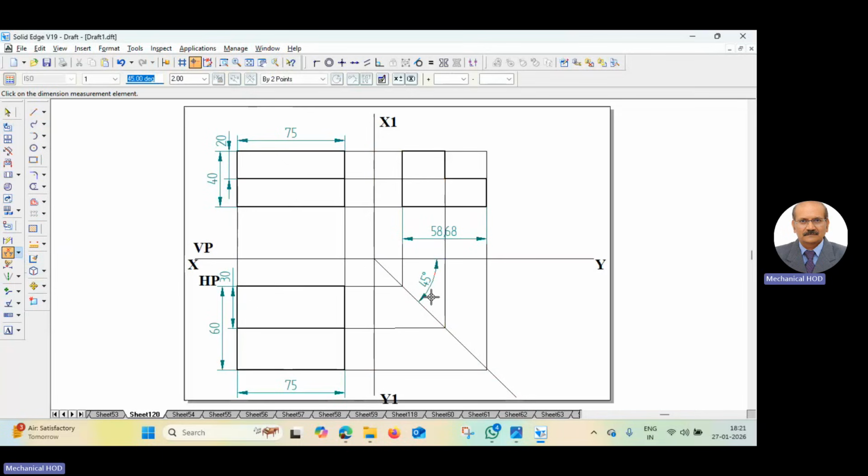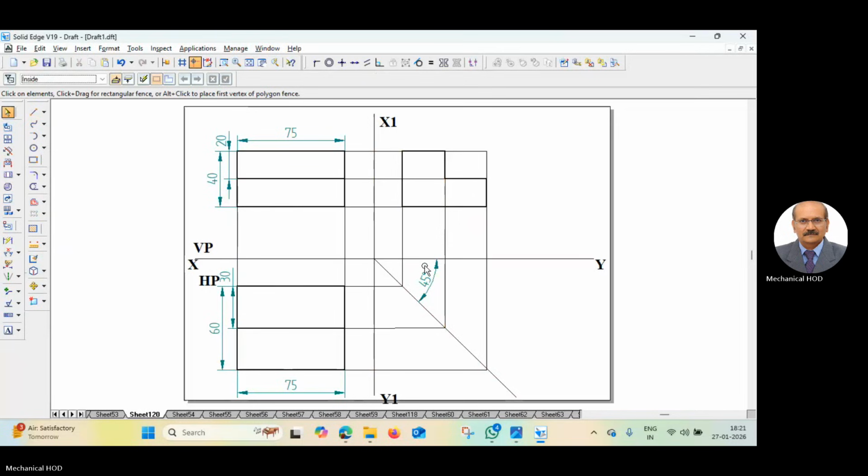45 degree, 60. We don't need to measure it in side view because we're getting it by projection. We're getting it by projection. No need to stick to the dimensions. Okay, this is the end of this.